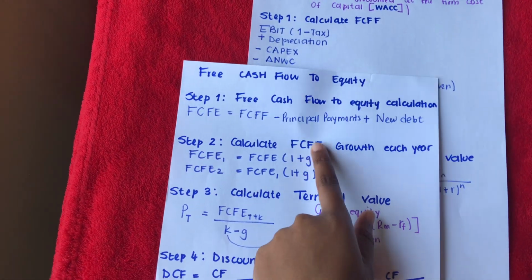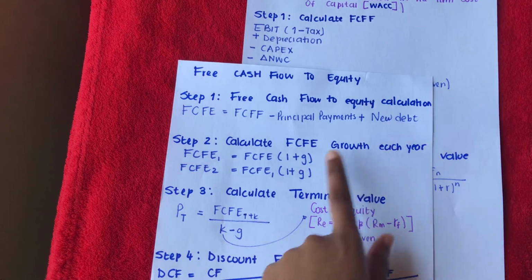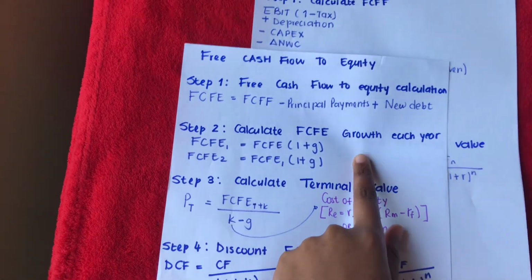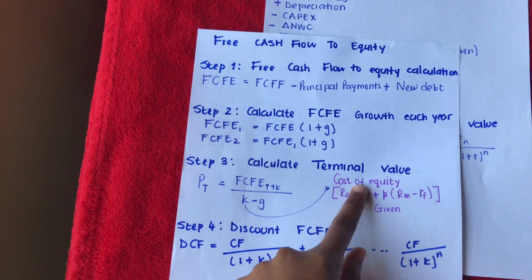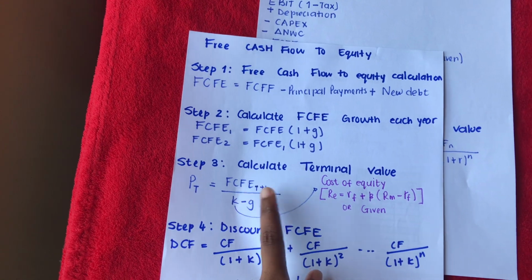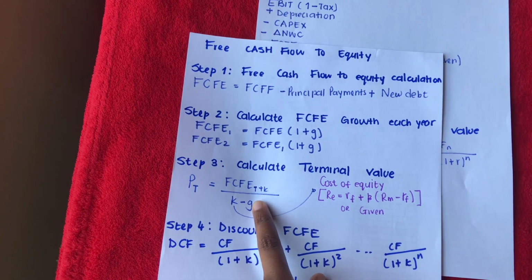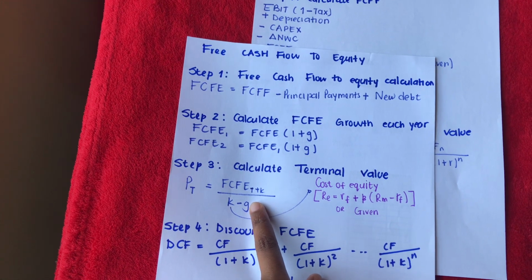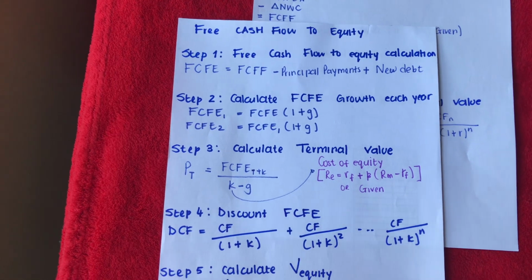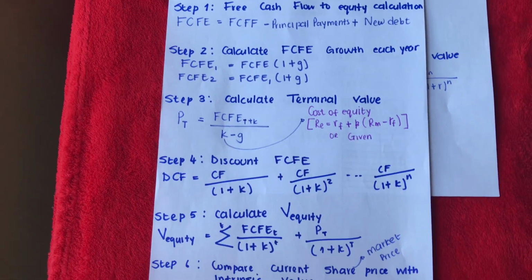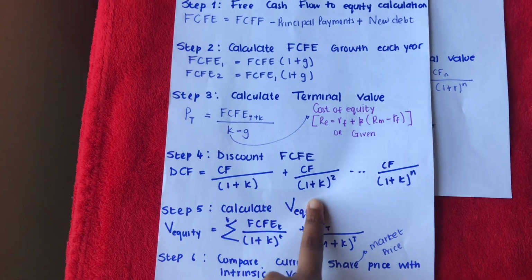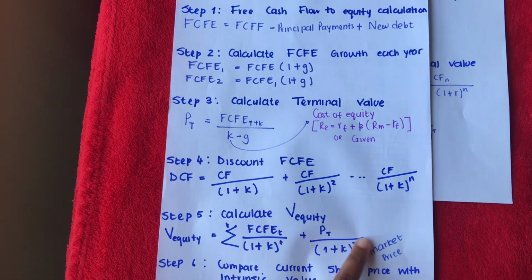Then you get your free cash flow, which you grow each year until you get to the last year that they've given you. After that, you move to step 3, where you calculate the terminal value using the cost of equity, which you either calculate or will be given, minus the growth rate. This growth rate is the one that is going to be continuous in the other years. Then you discount your free cash flows and calculate the value of the equity, which you use to calculate the intrinsic value that you will compare with the market share price.